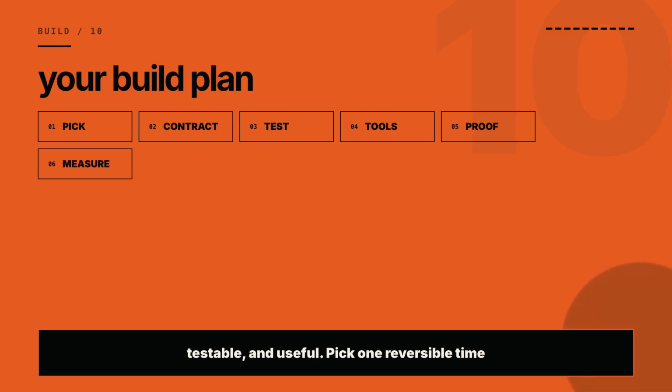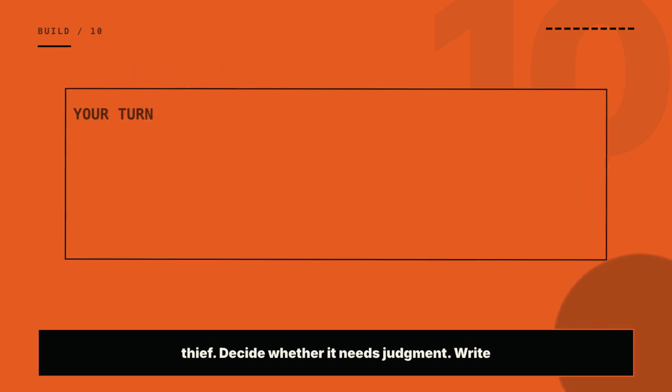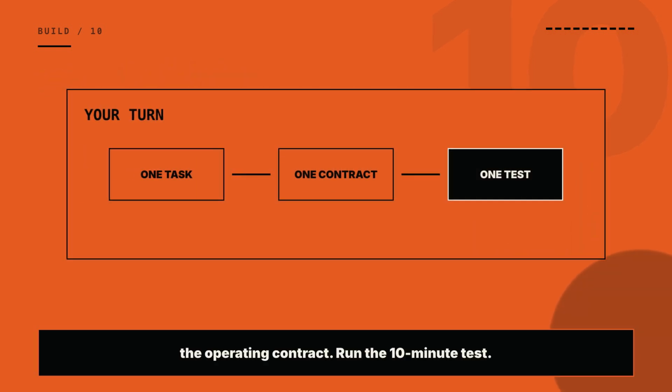Pick one reversible time thief. Decide whether it needs judgment. Write the operating contract. Run the 10-minute test. Add tools one at a time. Require proof of completion and measure the first week.